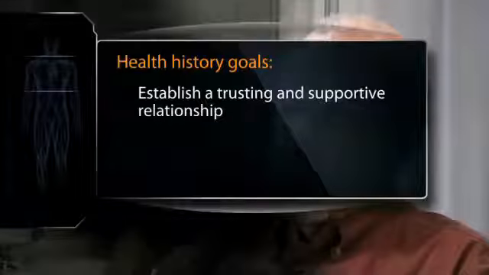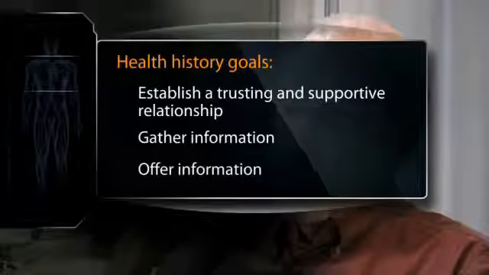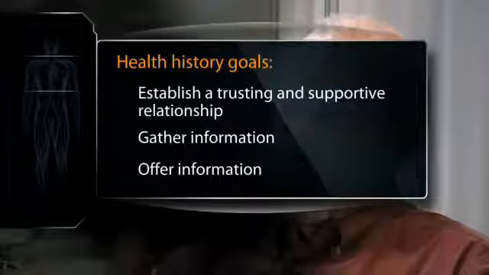When talking with the patient, keep in mind the 3 goals of every health history: to establish a trusting and supportive relationship, to gather information, and to offer information. When assessing new patients, you will gather information that will form the basis for a comprehensive written health history. For patients seeking care for a specific complaint, you may prepare a more focused, problem-oriented history. In either case, you will record the patient's chief complaint along with common or concerning symptoms.